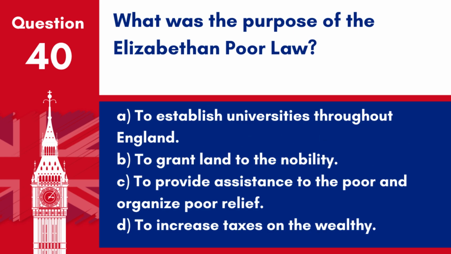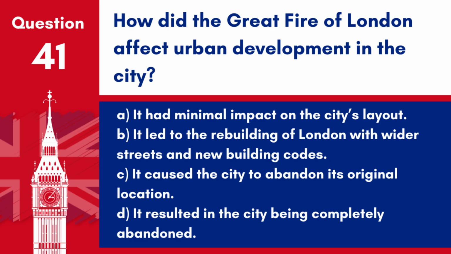Question 40. What was the purpose of the Elizabethan Poor Law? A. To establish universities throughout England. B. To grant land to the nobility. C. To provide assistance to the poor and organize poor relief. D. To increase taxes on the wealthy. Answer. C. To provide assistance to the poor and organize poor relief. The Elizabethan Poor Law of 1601 was designed to provide relief to the poor and set up systems for welfare assistance in England.